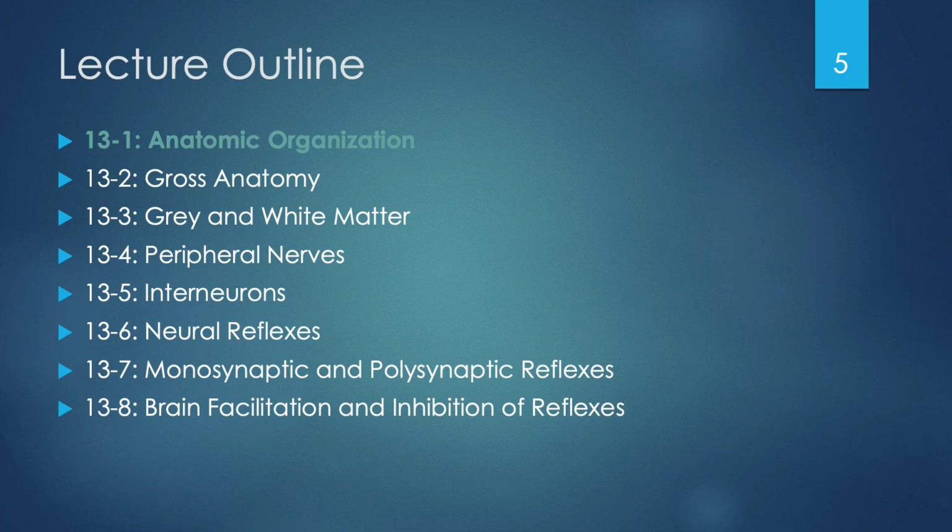Then we're moving out to peripheral nerves, their structure and function. We'll then discuss interneurons, then neural reflexes, and then we're going to discuss different types of reflexes. We'll discuss monosynaptic and polysynaptic reflexes, and then finally, we're going to pull it all together with how the brain facilitates and or inhibits certain reflexes.